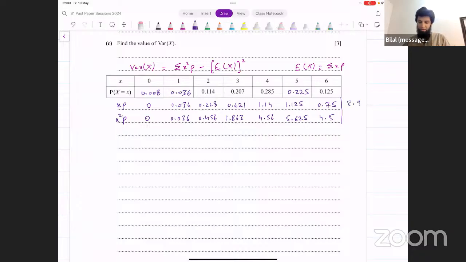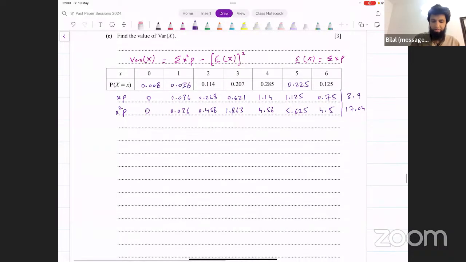Please confirm that. 0.036 plus 0.456 plus 1.863 plus 4.56 plus 5.625 plus 4.5. That's 17.04. Is sigma xp also fine? 3.9? Okay, so that's turning out to be 3.9 for me again. I did that twice. Okay, now let's find the variance.